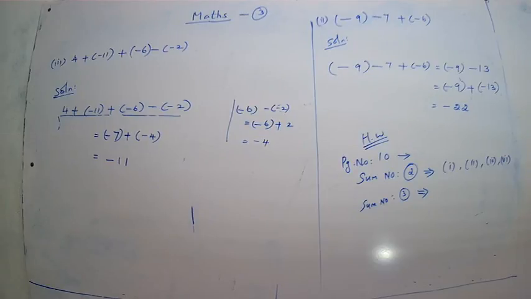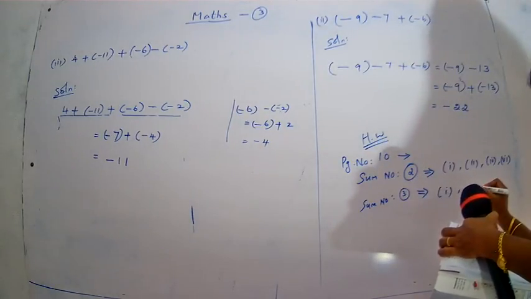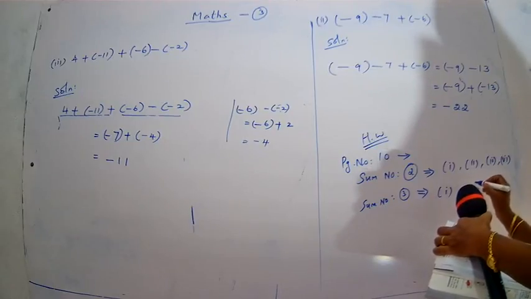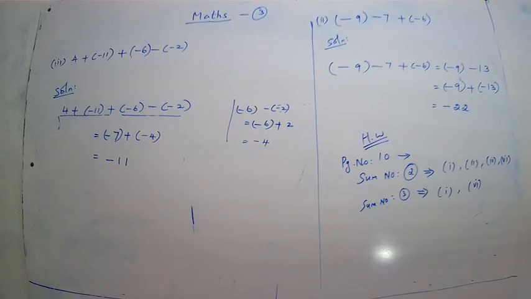Okay, note the questions, children, in your homework note. Page number 10, sum number 2: first one, second one, fourth one and sixth one. Okay, and the next question, third question. In sum number 3, first one and sixth one.